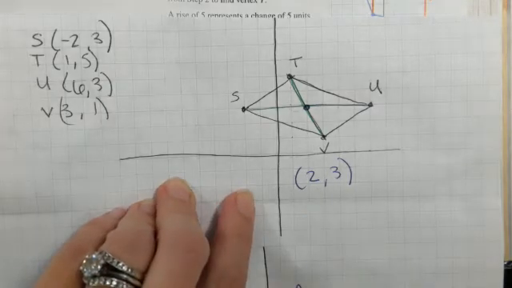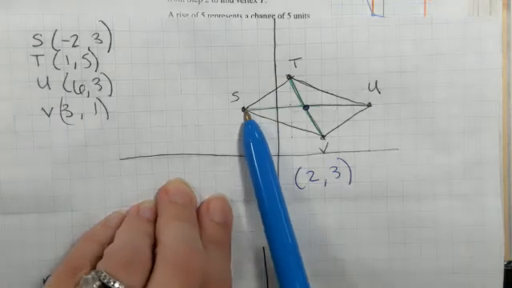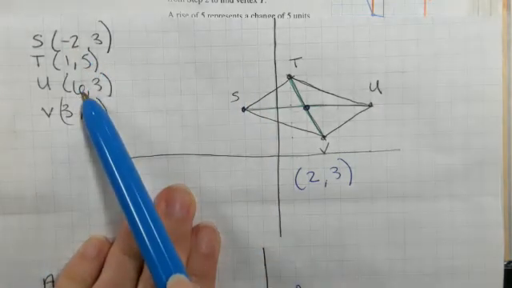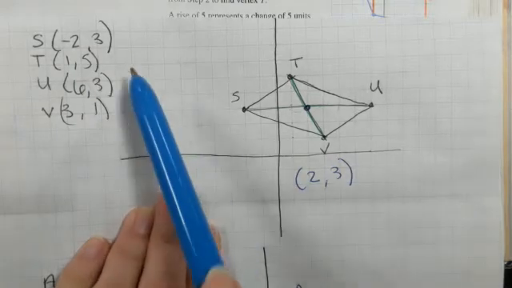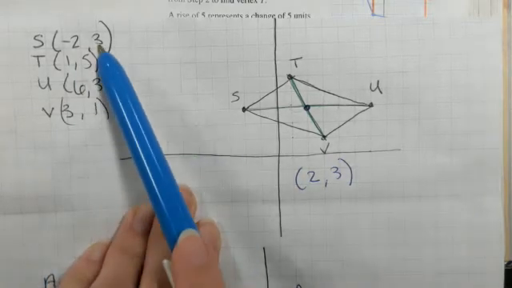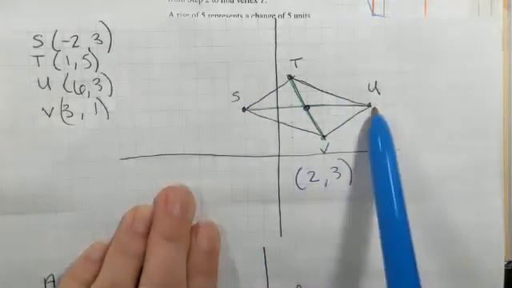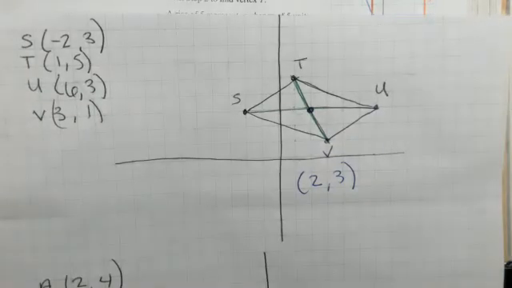Now, if I did have to do the midpoint, I could say my S would be -2 plus 6 divided by 2. So that would be 4 divided by 2, which would give me 2. And 3 plus 3 divided by 2, which would be 6 divided by 2, which would give me 3. So that is my midpoint there.